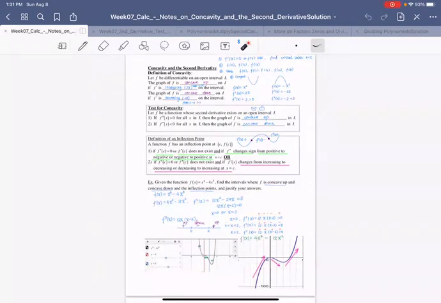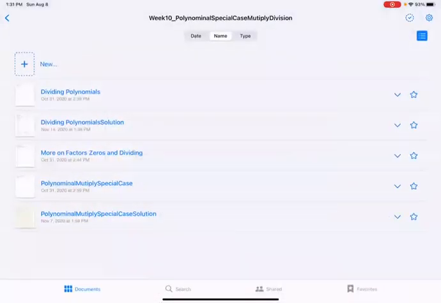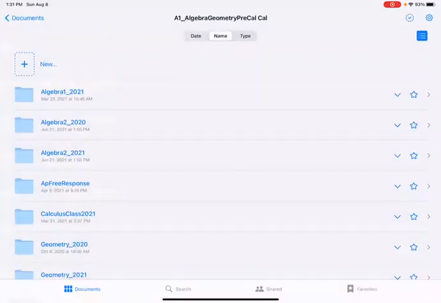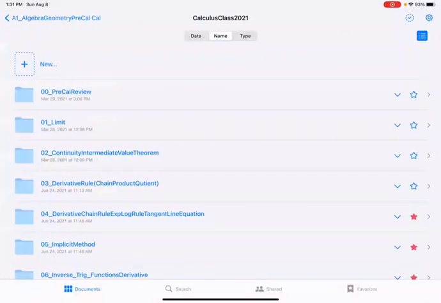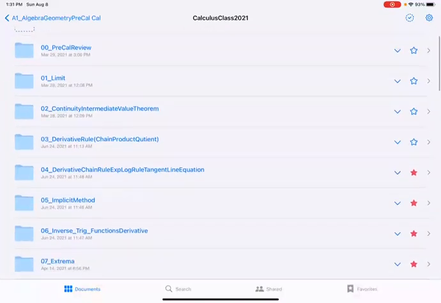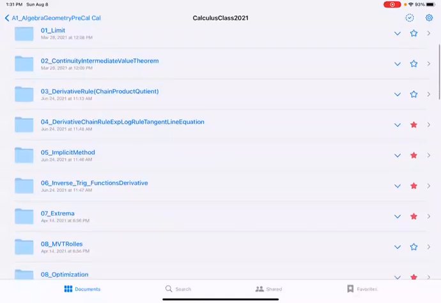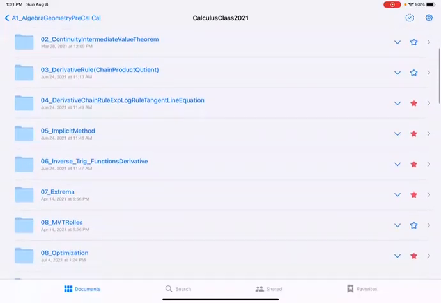This class is the last class for the summer calculus, okay? Here is the structure of the classes we have already finished this summer. Limits, continuity, derivative rules, including chain rule, product rule, and quotient rule.